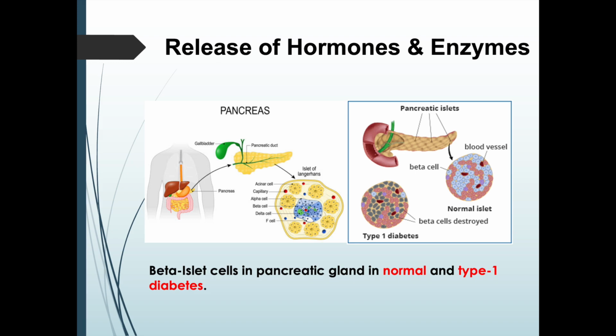And in type 1 diabetes, where beta cells are all destroyed or died, you see only few of them. So that's where insulin is required. Without insulin, the person cannot survive with type 1 diabetes. This is type 1 diabetes. Without insulin, a person cannot survive. So that's how it is.